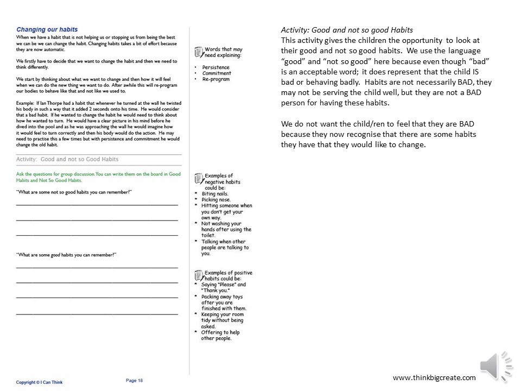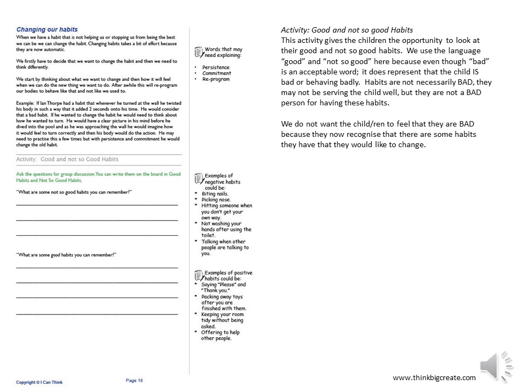Changing our habits. The next activity is about good and not so good habits. Now, we've used the language here, not so good, because we don't really want to use the word bad. When you say bad, even though it is an acceptable word, it does often represent that the child is bad or is behaving badly. And even though they may have a habit that isn't serving them, they are actually not bad people for having this habit. So we want to try and refrain from using the word bad if we can and get to using good and not so good habits.